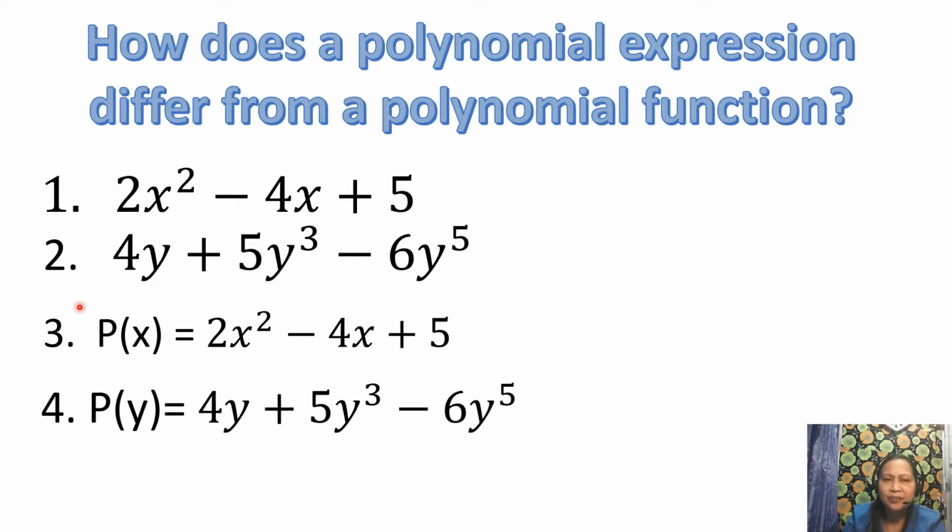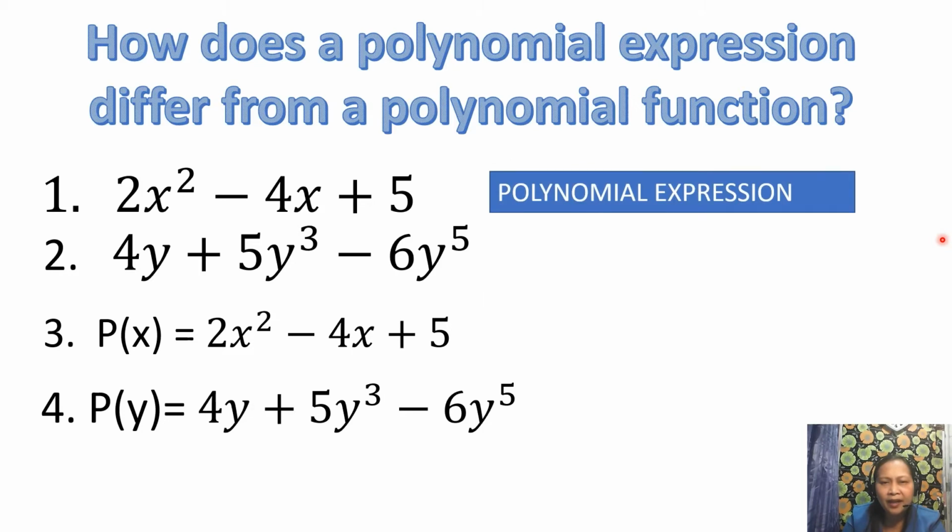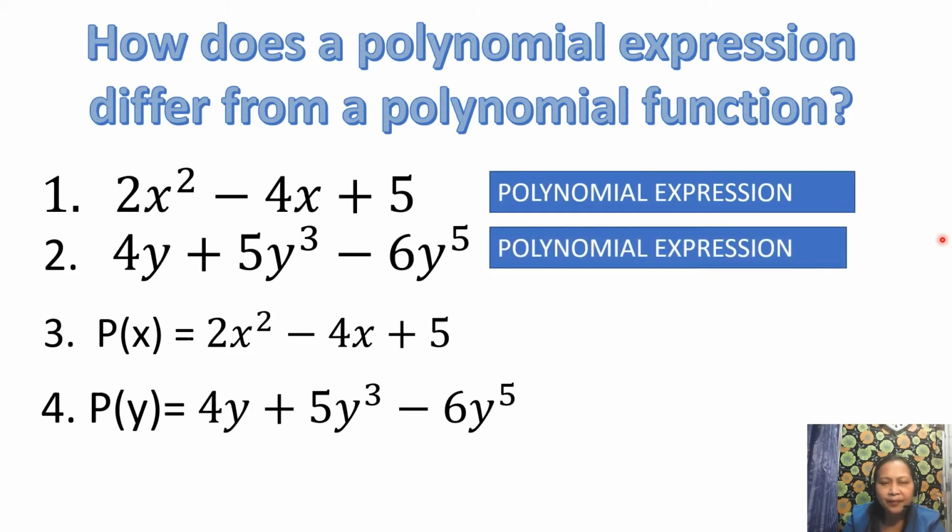So what do you observe? How does a polynomial expression differ from a polynomial function? So, observe, class, that the first 2 examples are just expressions, while the last 2 examples contain the equal sign. Notice also that the expressions in numbers 1 and 2 are used to define p of x and p of y in numbers 3 and 4. Therefore, numbers 1 and 2 are what? They are polynomial expressions, while 3 and 4 are polynomial functions.